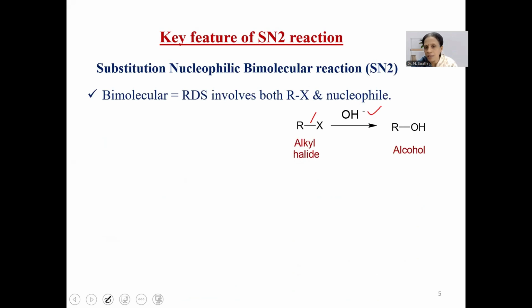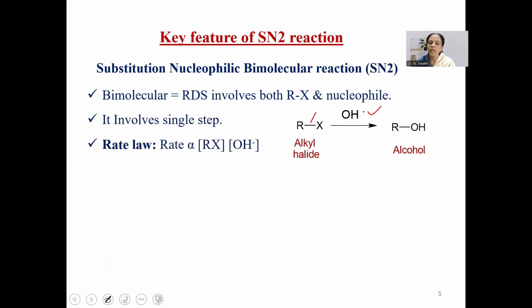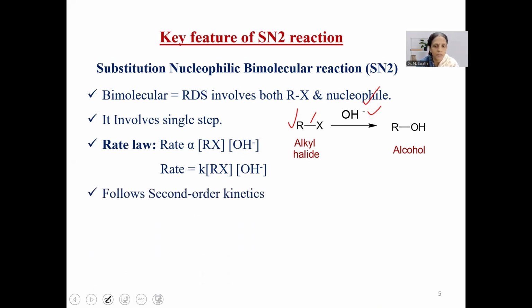What else is there in this reaction? Nothing, other than solvent, there is no other reactant involved in this step. That means the 2 important reactants participate in one step, so there is no need for another step to occur. That is the reason the SN2 reaction involves a single step. The rate of this reaction is proportional to the concentration of both the alkyl halide and the nucleophile, that is the OH minus ion, because both are involved in the rate determining step. So we can write the rate as k times [RX], the alkyl halide concentration, multiplied by [OH minus], the concentration of the nucleophile.